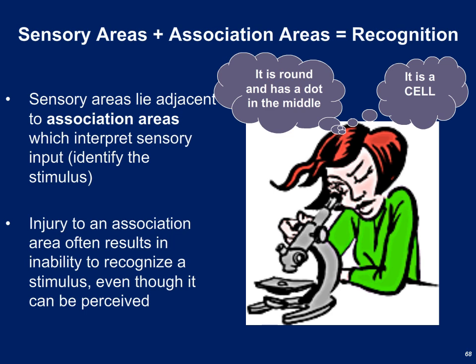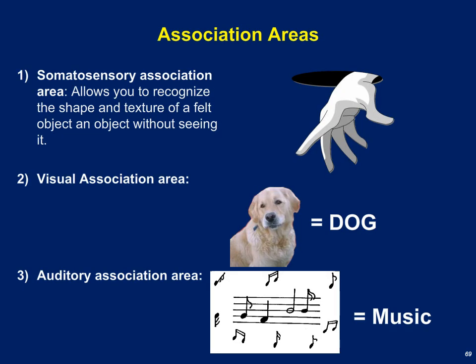And if we have injury to an association area, we're still able to see or hear something, but we're not able to recognize it. And so recognition and interpretation is the job of the association cortex. As you might imagine, each of the primary sensory cortices has an adjacent association cortex.